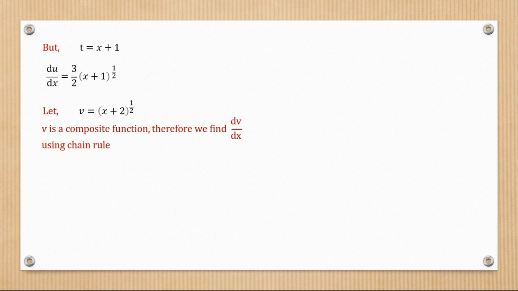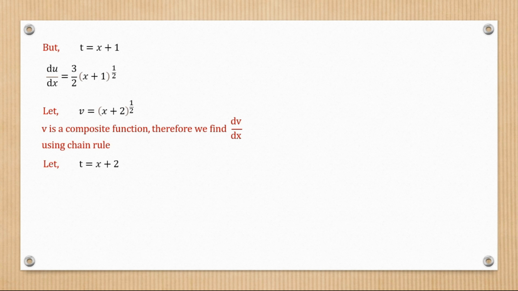But we know that t is equal to x plus 1. So therefore du dx is equal to 3 over 2 into brackets x plus 1 power a half. So now we're also going to let v represent the denominator value, so v shall be equal to that. So v is also a composite function, so therefore we find dv dx also using the chain rule.